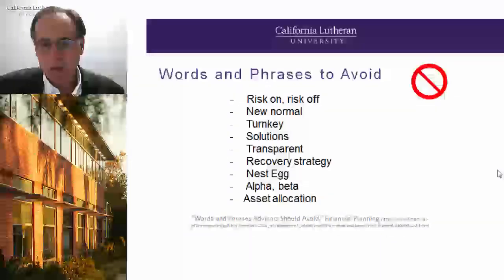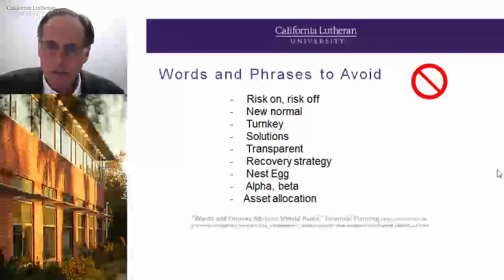Financial Planning Magazine published an article entitled Words and Phrases Advisors Should Avoid. As you notice, several of the words are identical to the Invesco study, which make me think that the article is based on that study. A few other words that were put on the list are risk on, risk off, new normal, turnkey, recovery strategy, alpha, beta, and asset allocation.